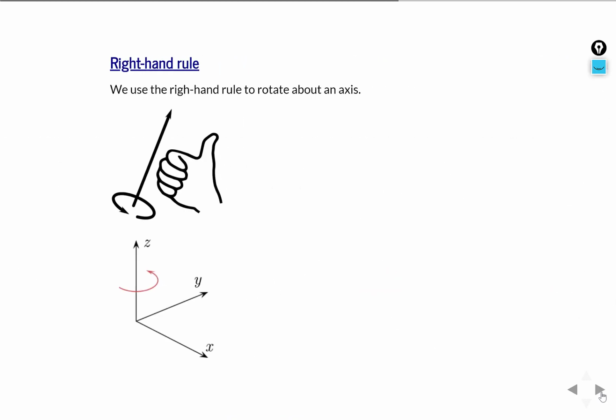The question is, how do we know what's the positive direction of rotation? The convention is using the right-hand rule. If you keep your thumb along any axis that you would like to rotate an object about, and if you move your wrist inward, then that's the positive direction for rotation. In this example, if you keep your thumb along the z-axis, you see the red vector shows the positive rotation direction.